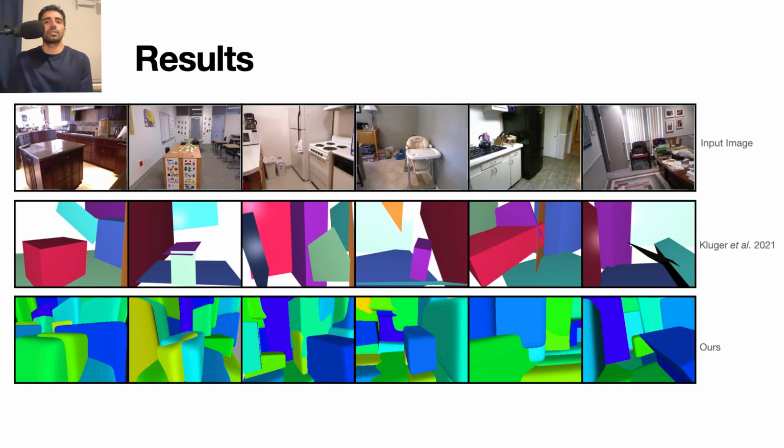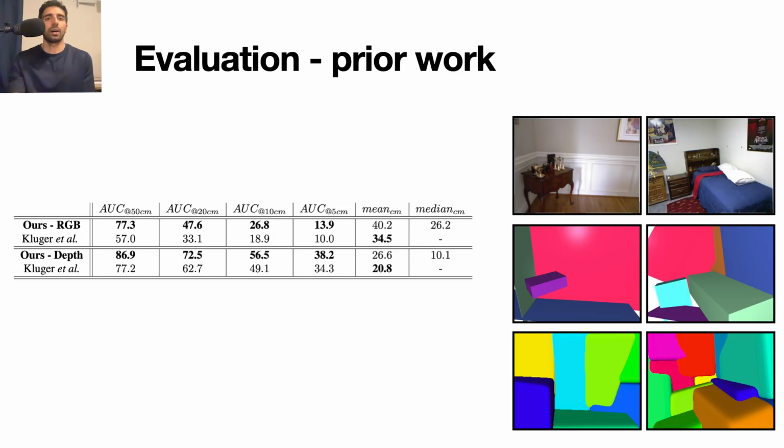In these results, the top row shows the input RGB image, the second row shows the most recent prior work, and the bottom row shows our method, which generally does a better job covering the space with primitives. On the left, our table shows that our method creates primitives that generally respect the depth map more closely than prior work. On the right, we show that our method does a better job getting finer details right in the primitive decomposition, like the pillow on the bed.